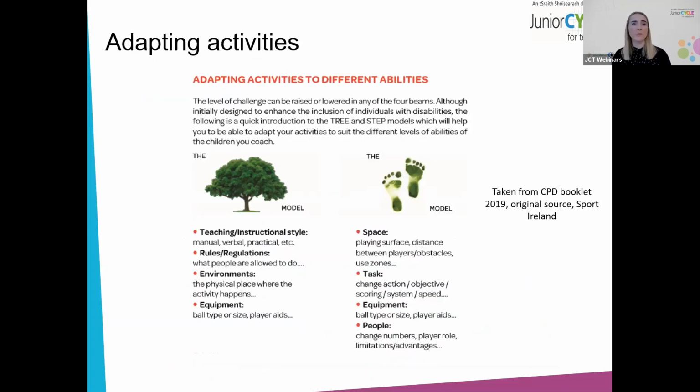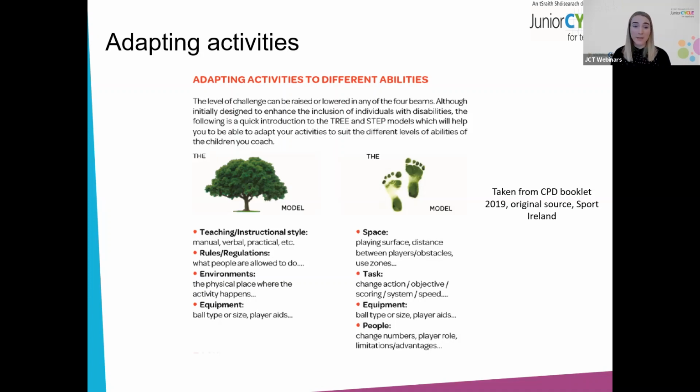Another useful resource when we're looking at adapting activities to different abilities is these two models, the TREE model and the STEP model. This will be familiar to you if you attended our CPD event in 2019, the JCT CPD event. We would have used this graphic in that event, and you would have seen it then. So we have the two models, the TREE model for adapting different activities to suit different abilities. T for teaching style, R for rules and regulations, E for environment, and E for equipment. So that's the TREE model.